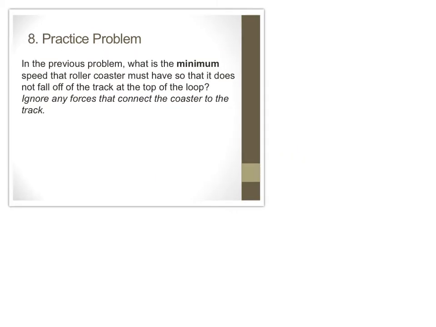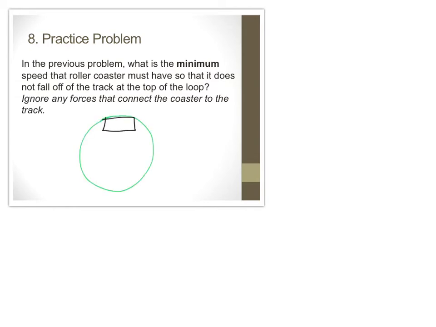We're now going to look at this situation where the roller coaster is about to fall off the track, and we're going to solve for the minimum speed that the roller coaster needs in order to not fall off the track at the top of the loop. Obviously if it's just stationary, upside down, it's going to fall off the track. So we're going to see how fast does it need to be going in order to not fall off the track.